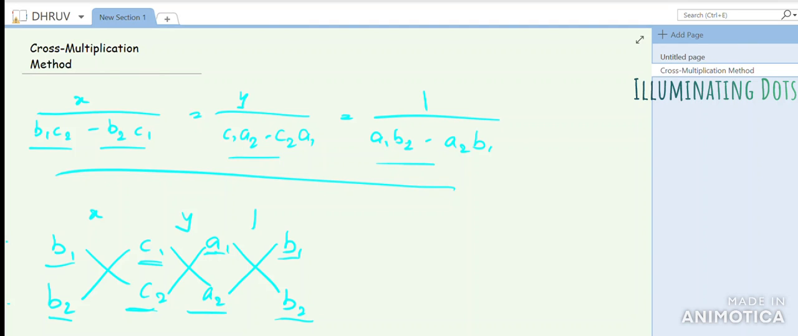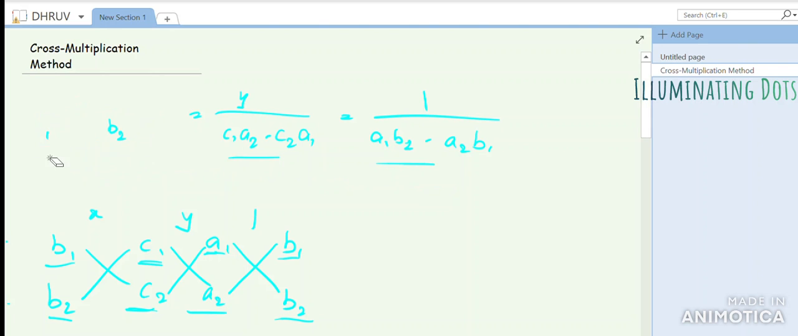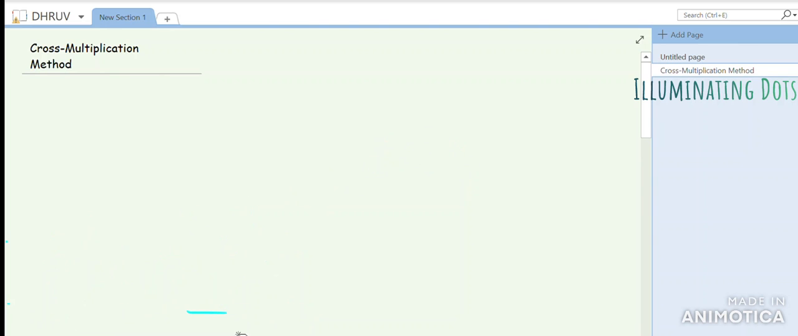Also, this is just the formula, so I will solve an example so you will be clearer with this part. So the question is 2x plus y is equal to 5 and 3x plus 2y is equal to 8.